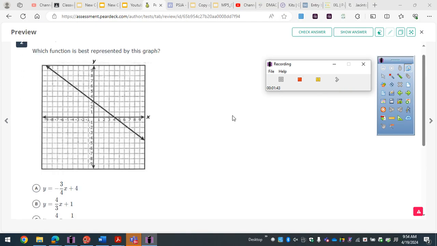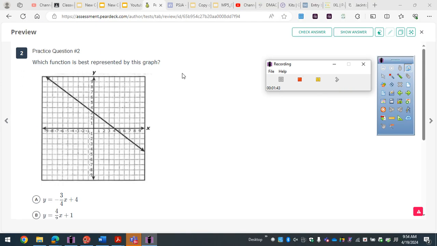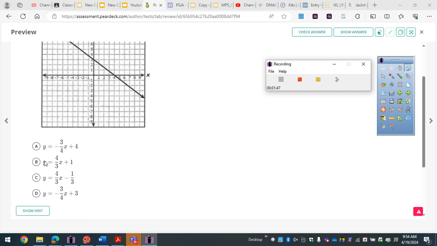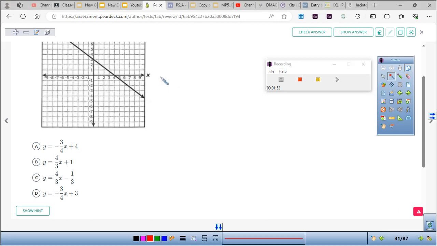So this one here, it says which function is best represented by this graph. So we're going to come right here, big graphs. That line, we have the equations. Two different ways of doing it. I personally always like to go to the list of spreadsheets. And it's going to be y equals mx plus b. List in spreadsheets, menu 4, 1, 3.